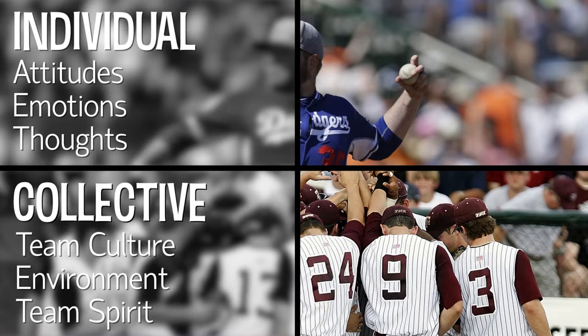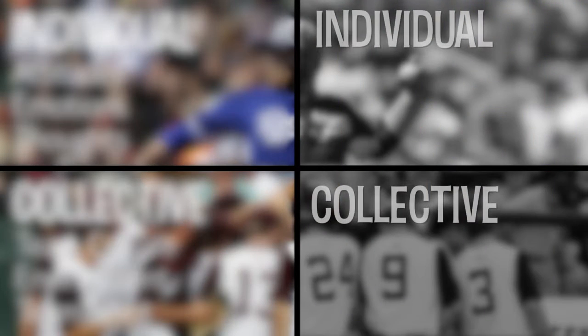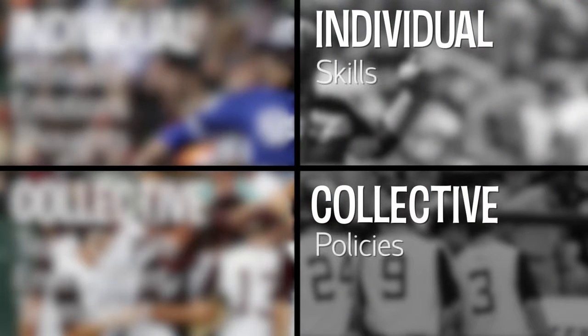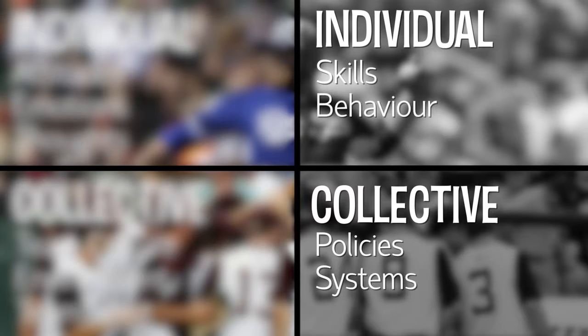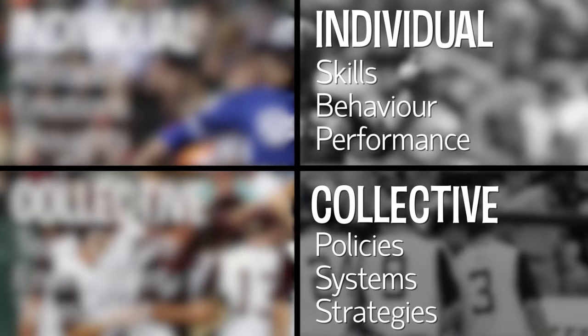For example, in the top left are those intangible things like thoughts and emotions, and in the bottom left are things like team culture and team spirit. The 2 right-hand quadrants relate to the visible, measurable, and tangible aspects of the individual at the top and the team at the bottom right.